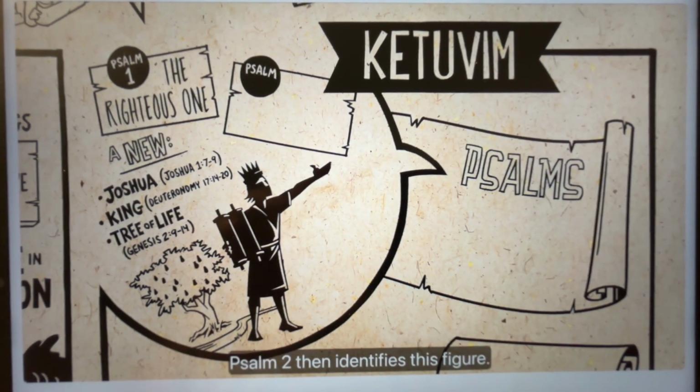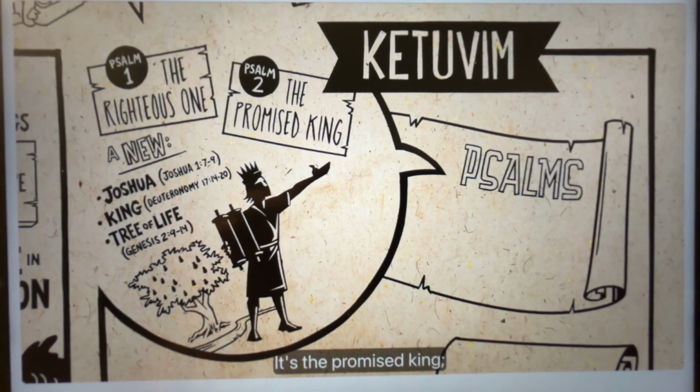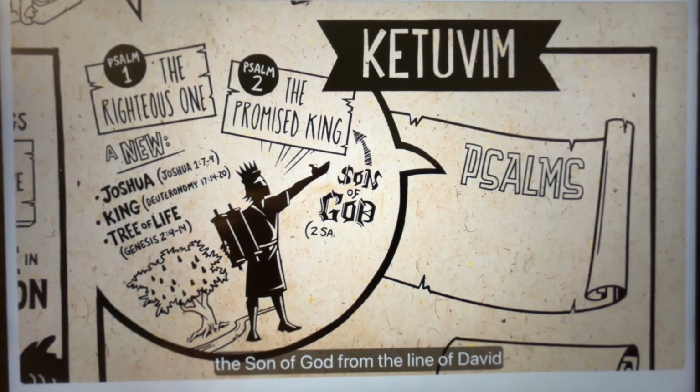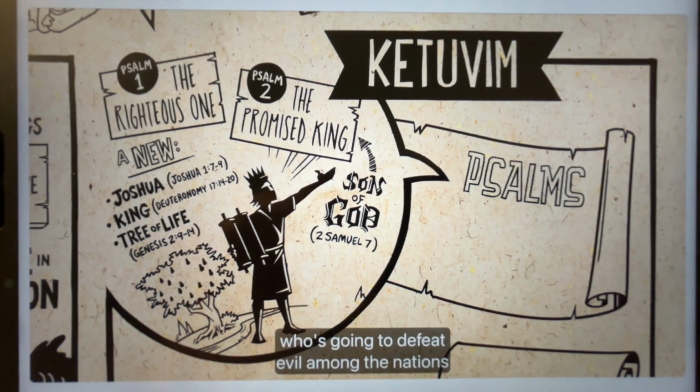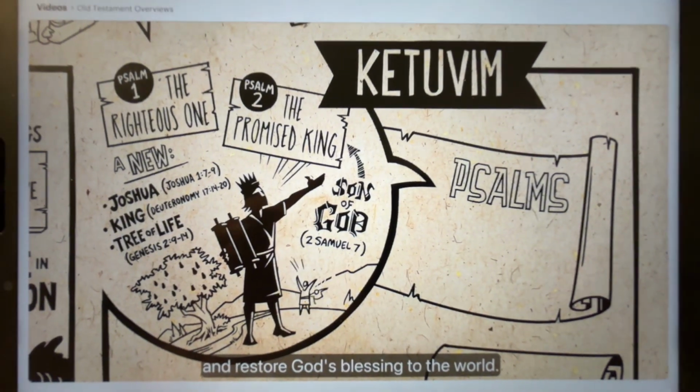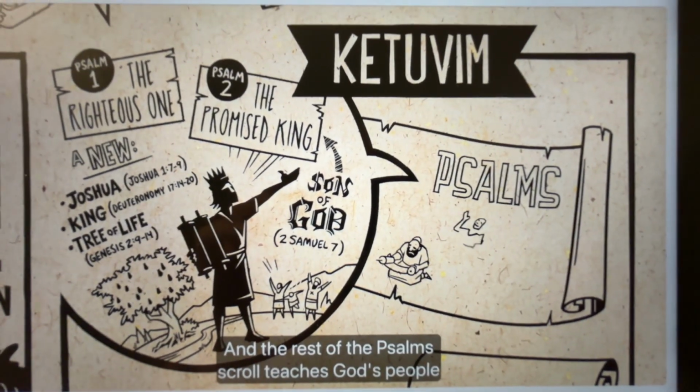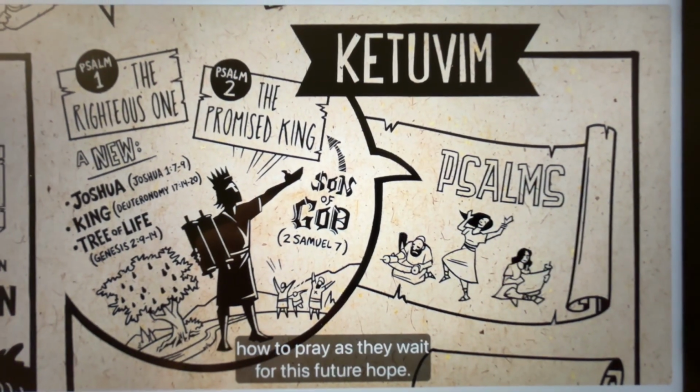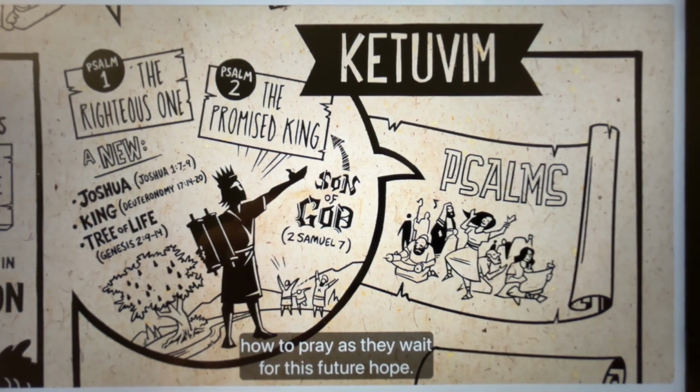Psalm 2 then identifies this figure. It's the promised king, the Son of God from the line of David, who's going to defeat evil among the nations and restore God's blessing to the world. And the rest of the Psalm scroll teaches God's people how to pray as they wait for this future hope.